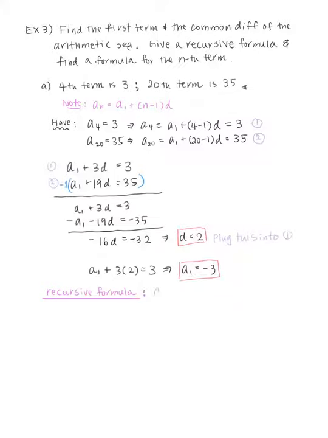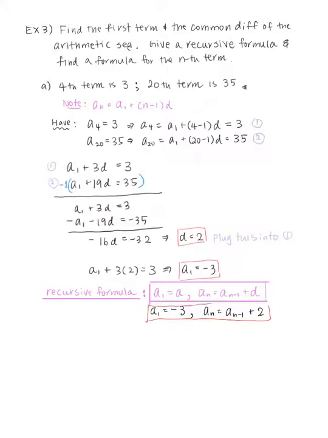That's given by a sub 1 is a, and then a sub n equals a sub n minus 1, and then plus d. So now let's follow this formula. So our a sub 1 was negative 3, and then our a sub n equals a sub n minus 1, and then plus the common difference, which is 2. So this is what the question is asking you to find. That is our recursive formula. And we're not done yet.